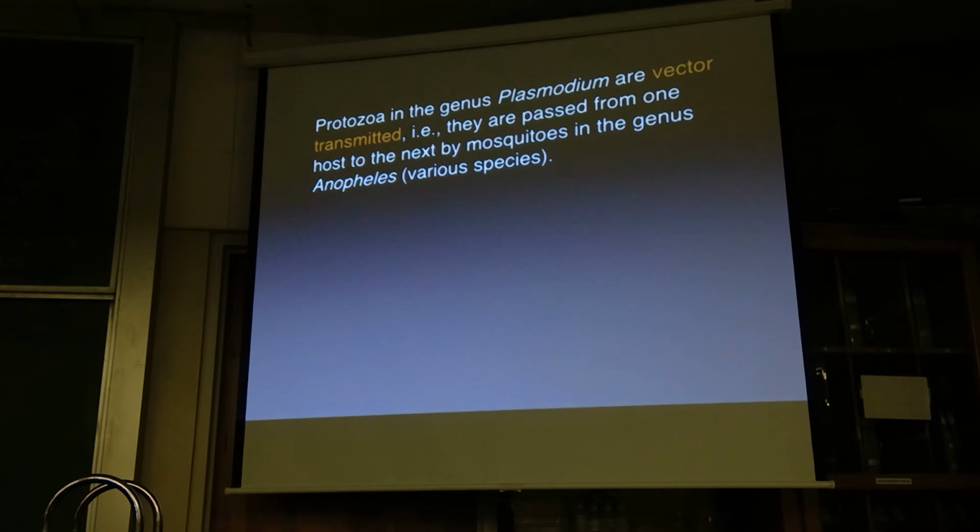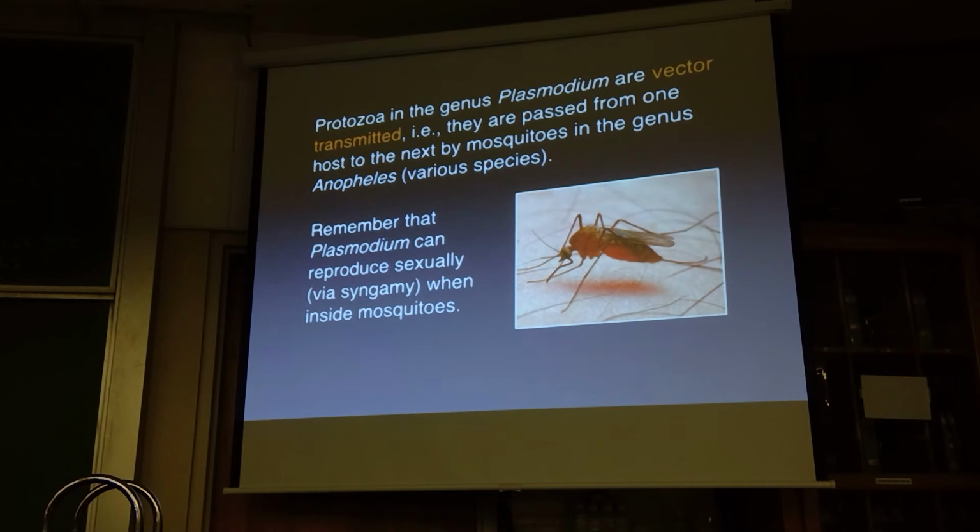Again, these are vector transmitted. They're all transmitted by Anopheles mosquitoes. The good news for you is you don't have to know Anopheles mosquitoes. We will talk about mosquitoes as vectors, and we look at the Culex mosquito when we get to multicellular parasites. Anyway, inside the mosquito, they reproduce with syngamy. Sexual reproduction happens in the mosquito.